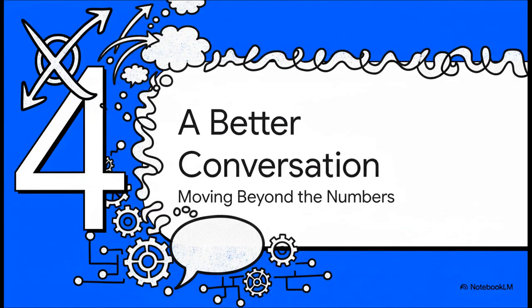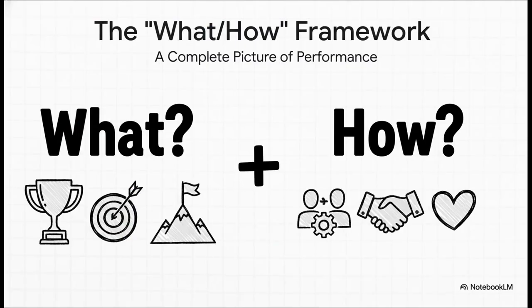Okay, so if rating scales and these forced curves are so full of problems, what's the alternative? Where do we go from here? Well, let's talk about the solution. Because the trend now is all about moving away from that single lonely number and moving toward having a much, much better conversation. And a really powerful way to do that is to build the whole conversation around two simple questions. First, what did you get done?